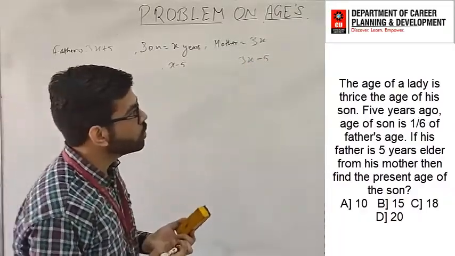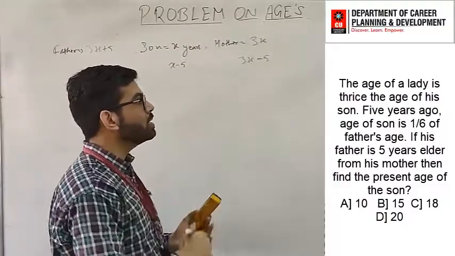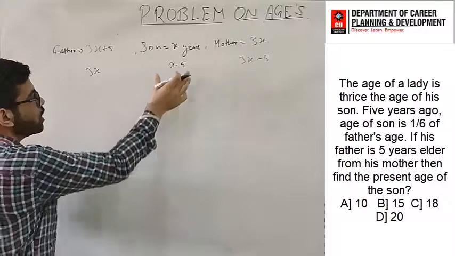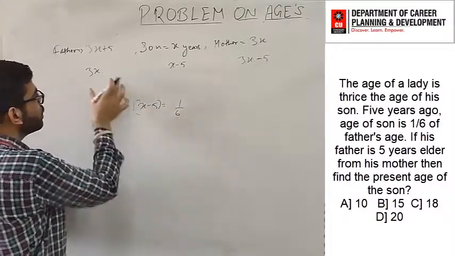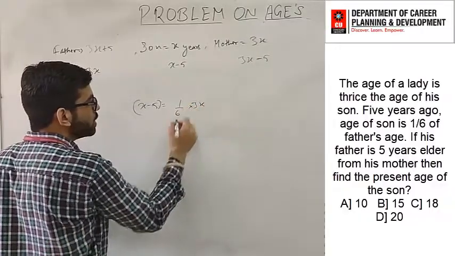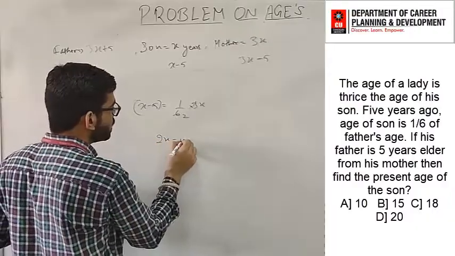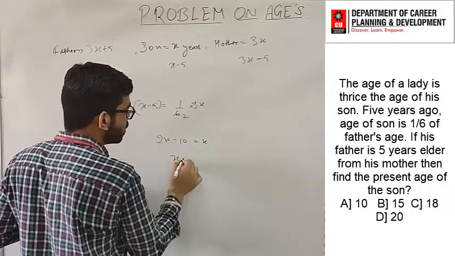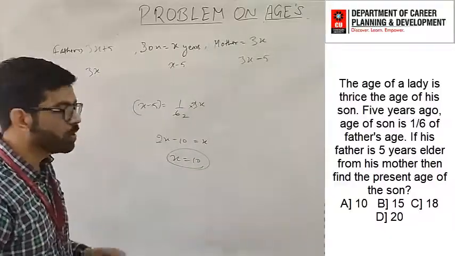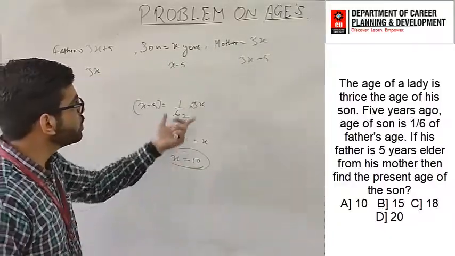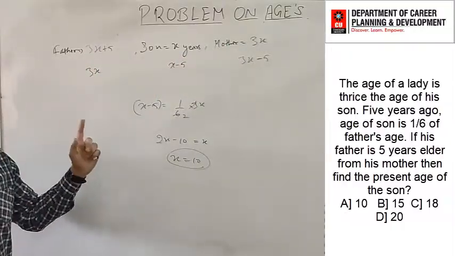Now what was the question? The question is that 5 years ago the age of the son is 1/6 of his father's age. So the age of the son is 1/6 of his father's age, that is 3x. So when you solve it, we get 2x minus 10 is equal to x. So the value of x comes out to be 10. That means the present age of the son is 10 years. If the present age of the son is 10 years, the mother will be 30 and the father will be 35 years old.